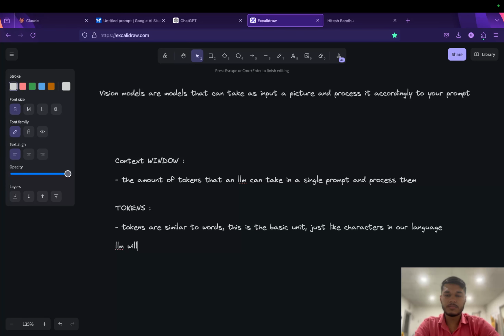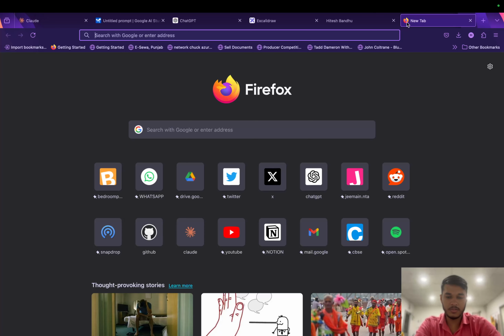An LLM will break it into tokens and then read it. This is how an LLM understands things. If you want to see, let me show you.